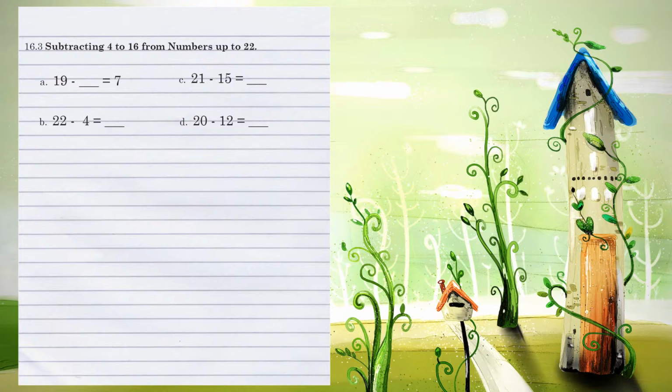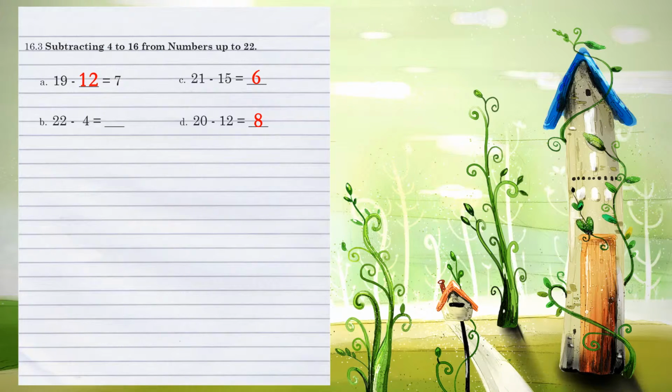Unit 16.3. Subtracting 4 to 16 from numbers up to 22. Example A. 19 minus what number equals 7? Well, let's look at the ones position. How would we get from 9 to 7? Well, we'd have to take 2 away. And then in the tens position, we're basically going from 1 to 0 because there's nothing in front of the 7. So that means we would have a 1 in the tens position. So we're subtracting 12.